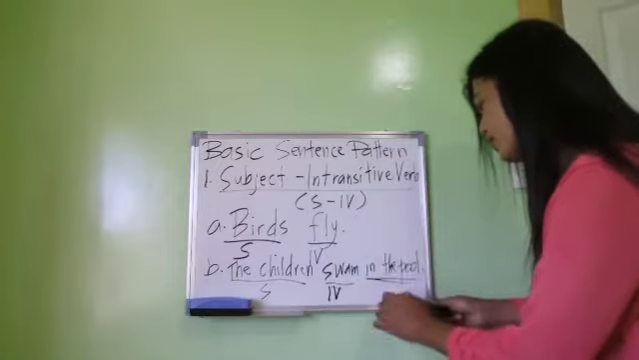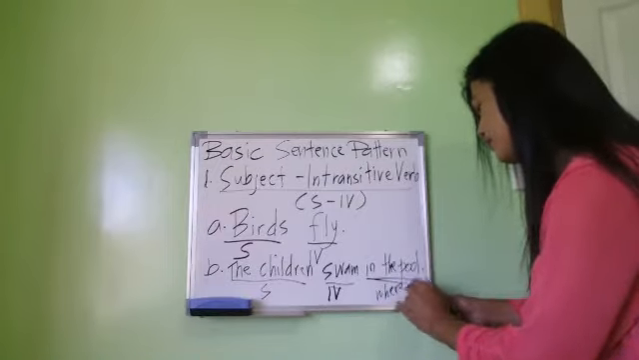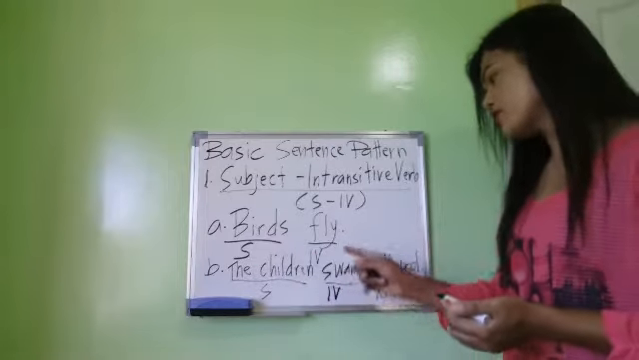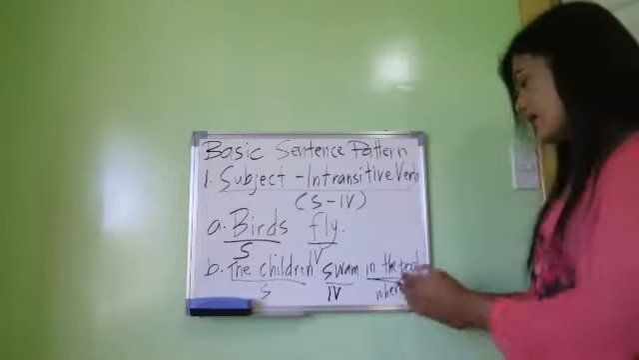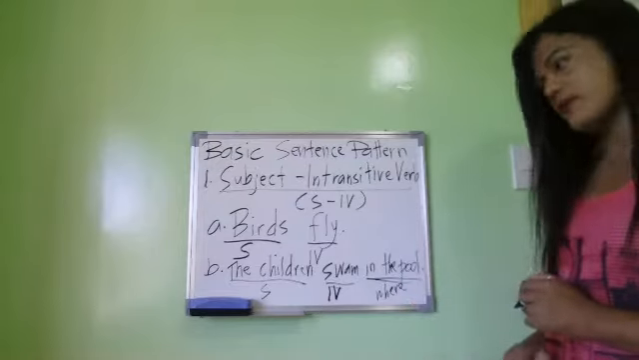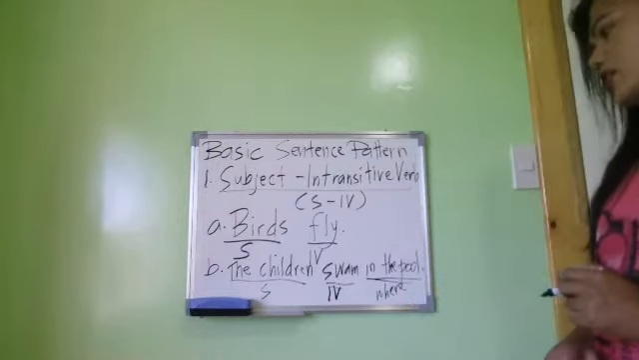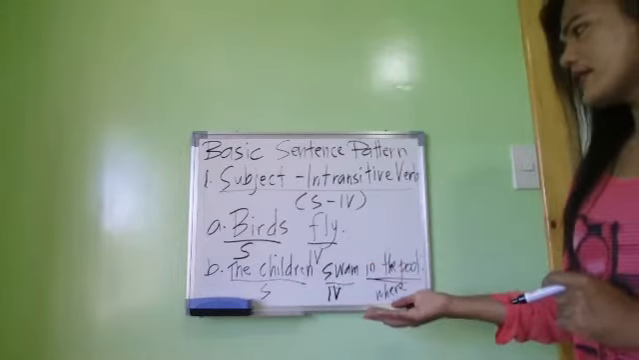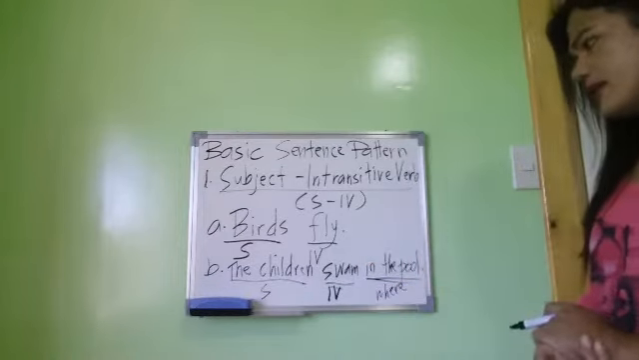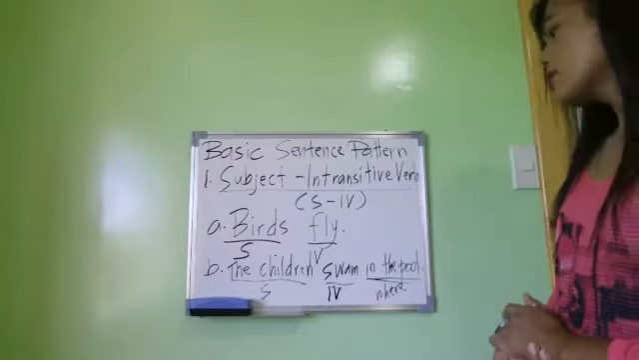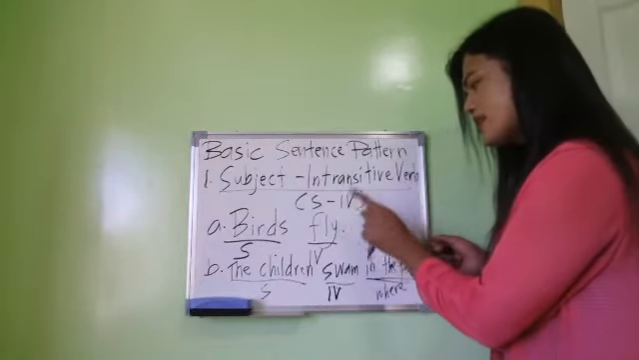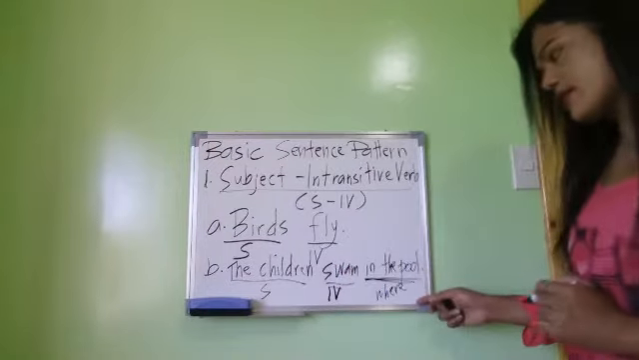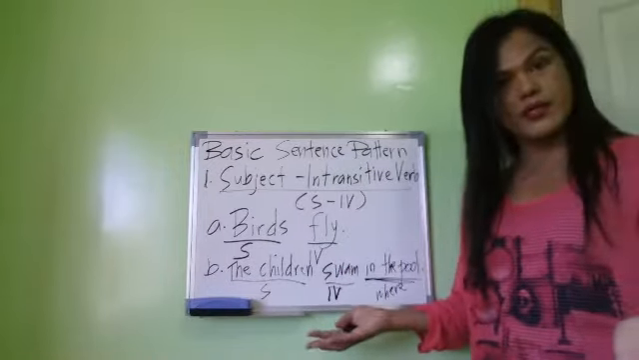It talks about where, not who, not what. So, the children swam where? In the pool, in the swimming pool. So that is the basic sentence pattern, the SIV pattern. This is for the first sentence. It's kind of short, but if you want to add more details just like this, no problem about that. You can do it.